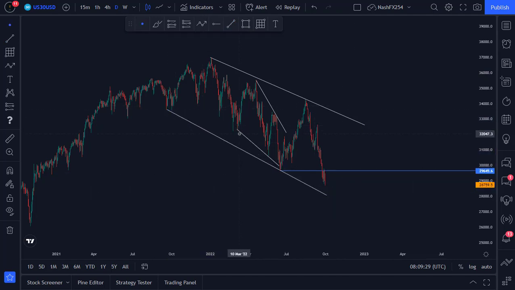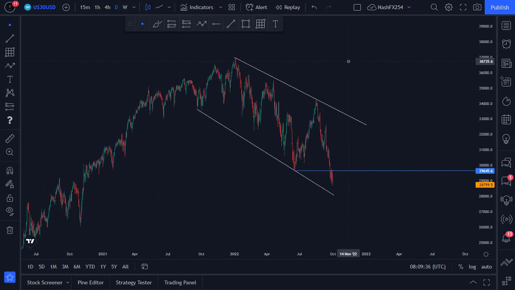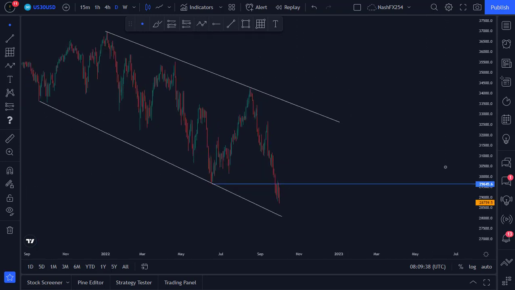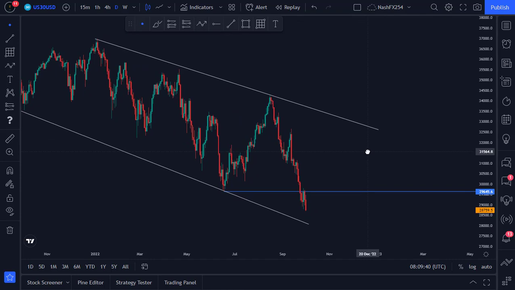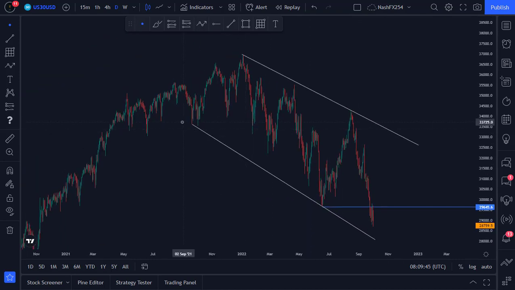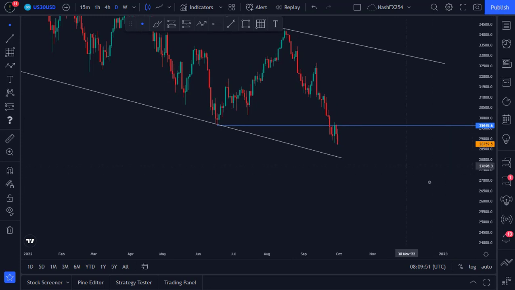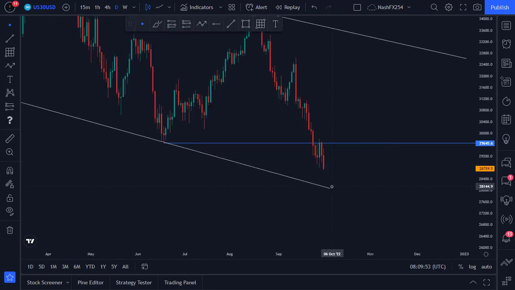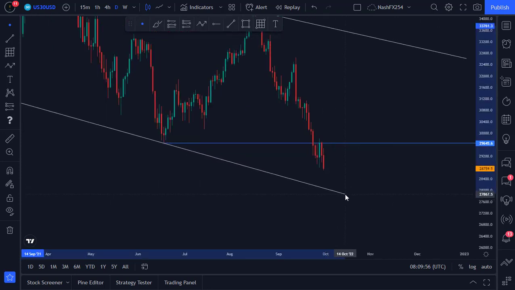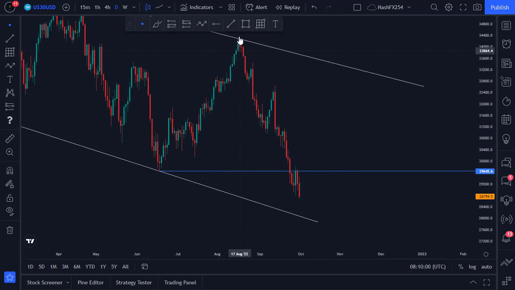Yeah, so this is the pattern I can see on US 30, and it actually looks so nice. On US 30 and most indices, there is nothing much to do except wait for this third touch over here. I'll be waiting for this third touch probably on Wednesday or Thursday.